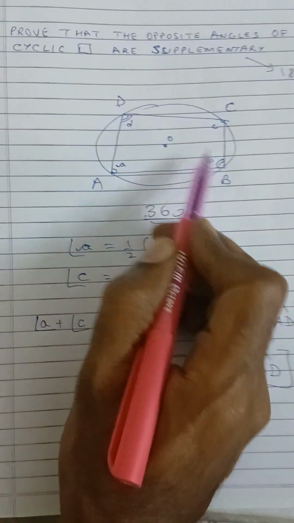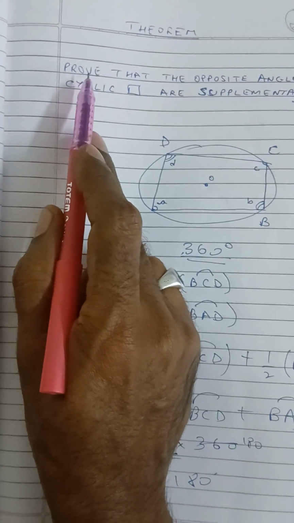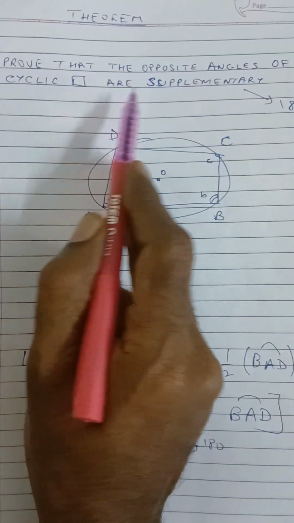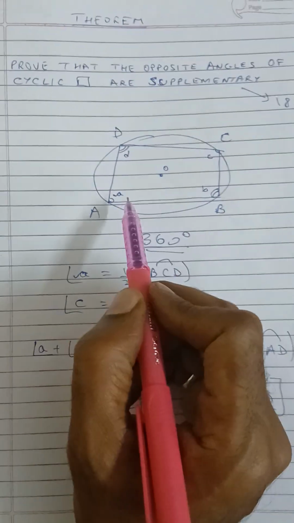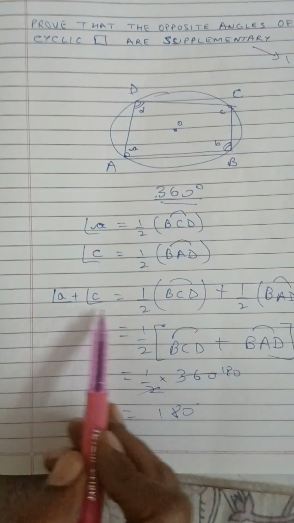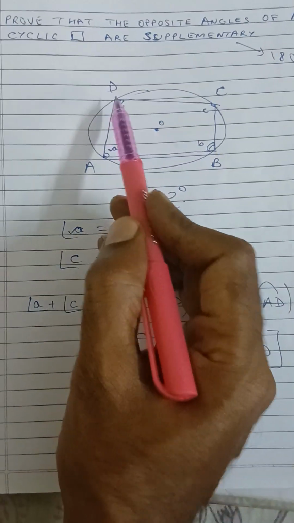Similarly, I can say B plus D is 180. So what I had to prove was that the opposite angles of a cyclic quadrilateral are supplementary, that is A plus C and B plus D. I get A plus C is 180 degrees. Similarly, I can show B plus D is 180 degrees.